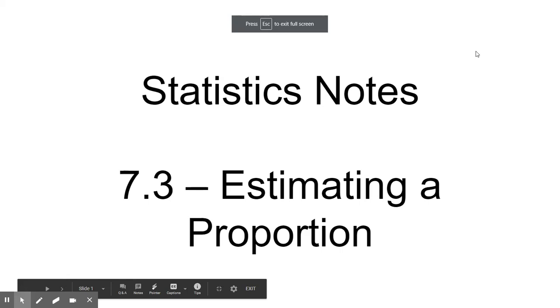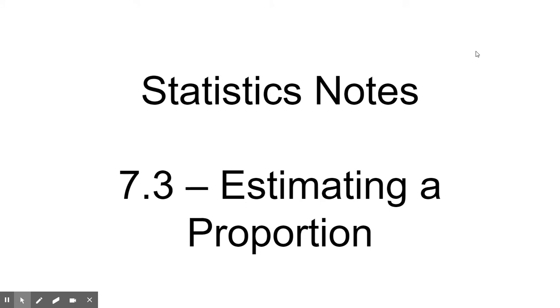All right, so that's 7.3, talking about estimating a proportion. Again, as I've mentioned before in this chapter, we do not know the population value. So in this case, we do not know the true proportion for our population. So what we're trying to do is build a confidence interval to estimate that proportion. And that's why this section is called estimating a proportion.